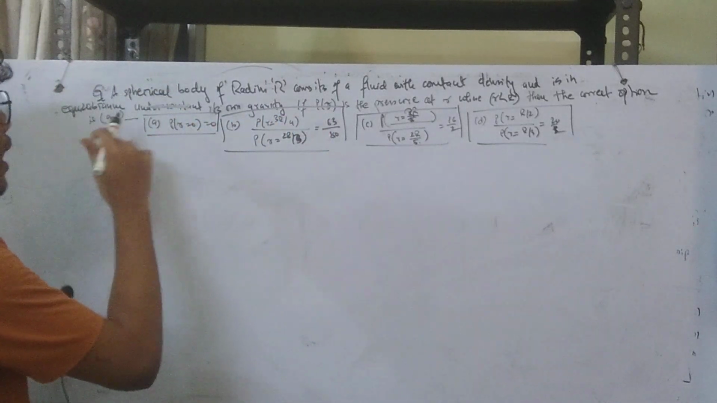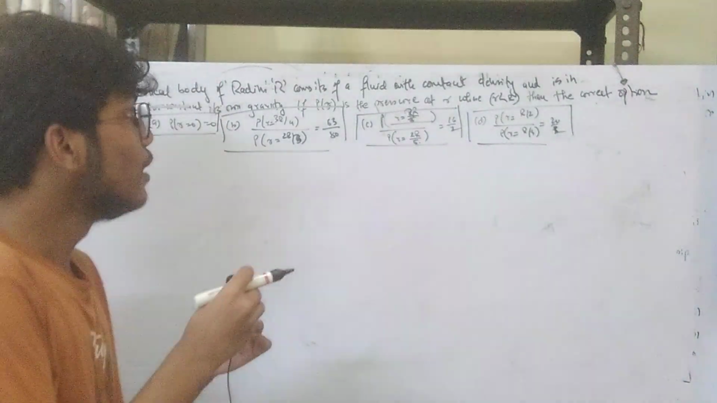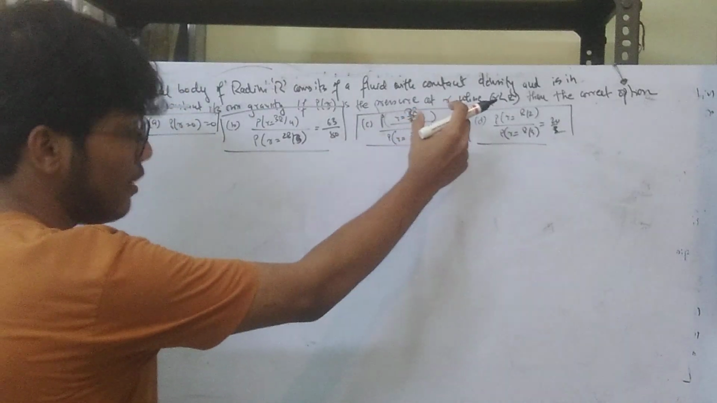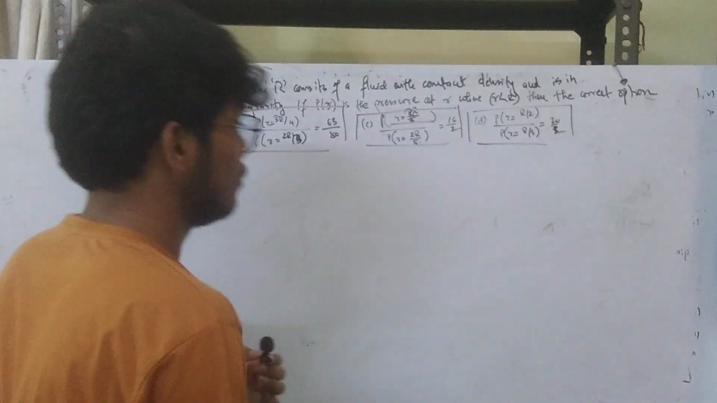Now this line, equilibrium under its own density, plays a very great role in this question. And it is said that if P of r is the pressure at r, when r is very less than capital R, then the correct option is.